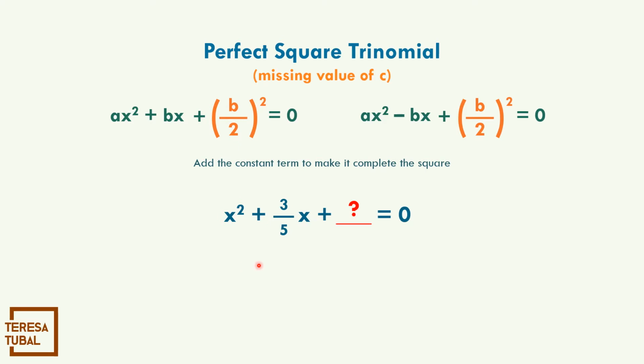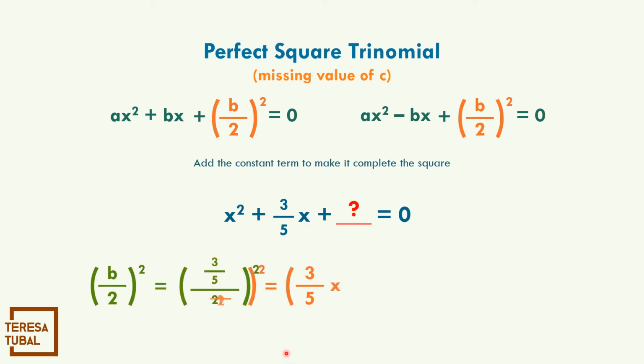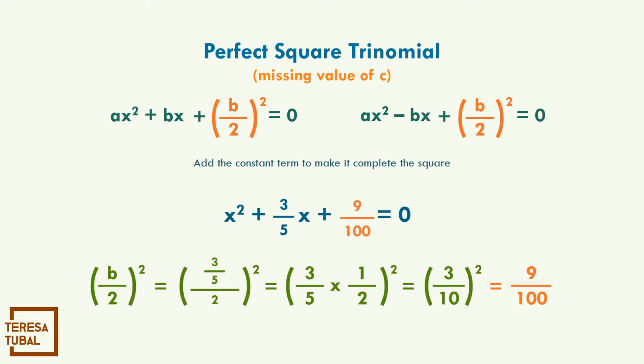What if the given b is a fraction, that is 3 over 5? The solution is the same, so that is 3 over 5 divided by 2, squared. It is equal to 3 over 5, copy the numerator, get the reciprocal of the denominator, 2 over 1, the reciprocal is 1 over 2. Multiply the numerators, that is 3 times 3 is 9, and the denominators, 10 times 10, the answer is equal to 100. So the value of c is equal to 9 over 100.